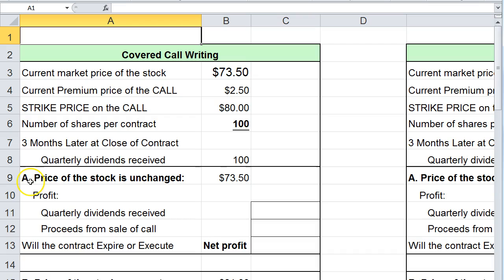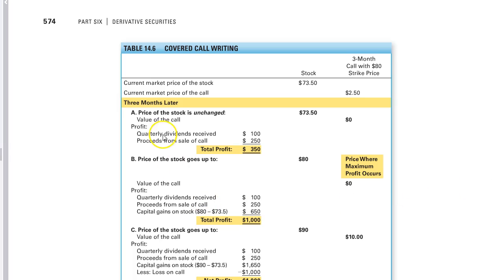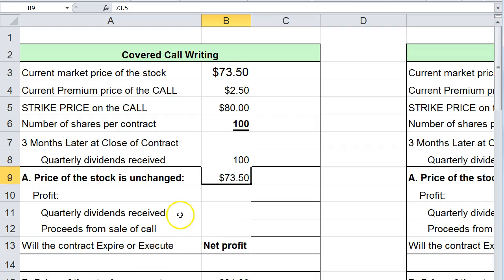So here, in part A, I'm saying the price of the stock is unchanged at $73. So if the stock price doesn't change, just like in here, price of the stock is unchanged. You see how I kept that very similar? That's why reading the textbook and looking at this section will help you understand this better than this video alone. But anyway, moving forward.